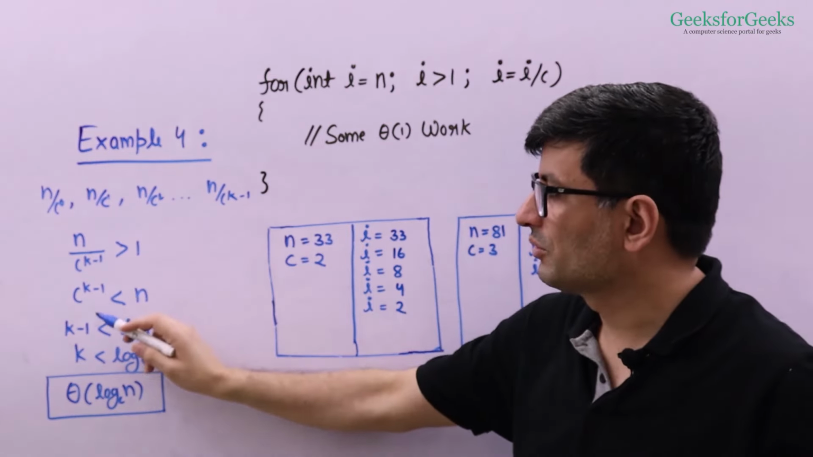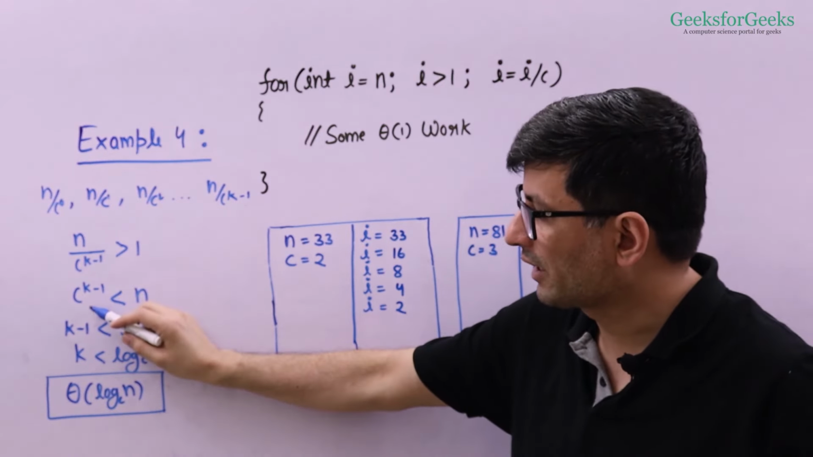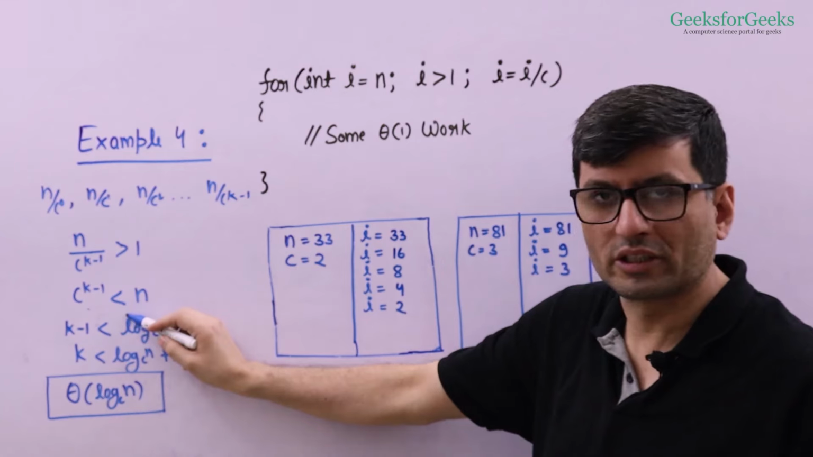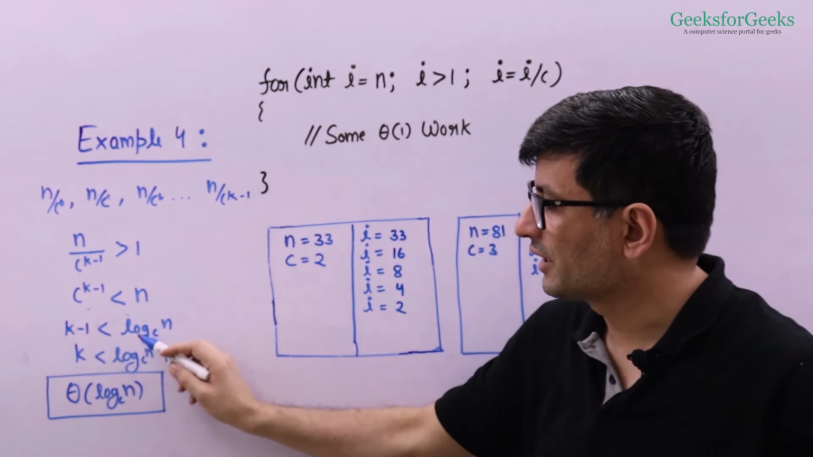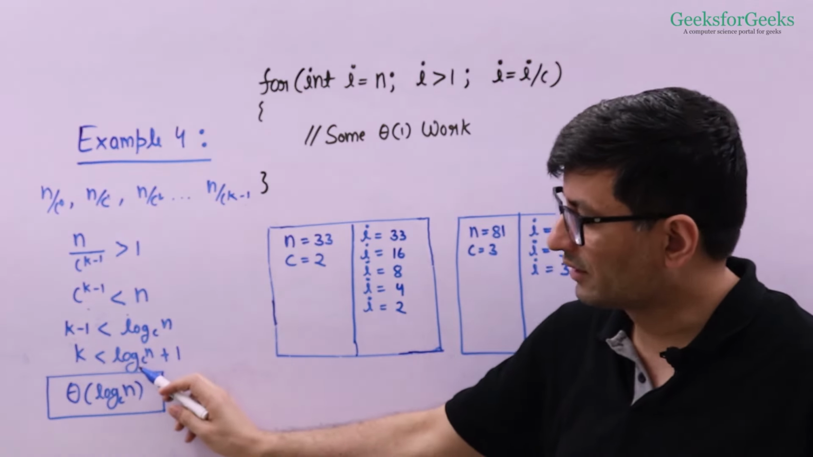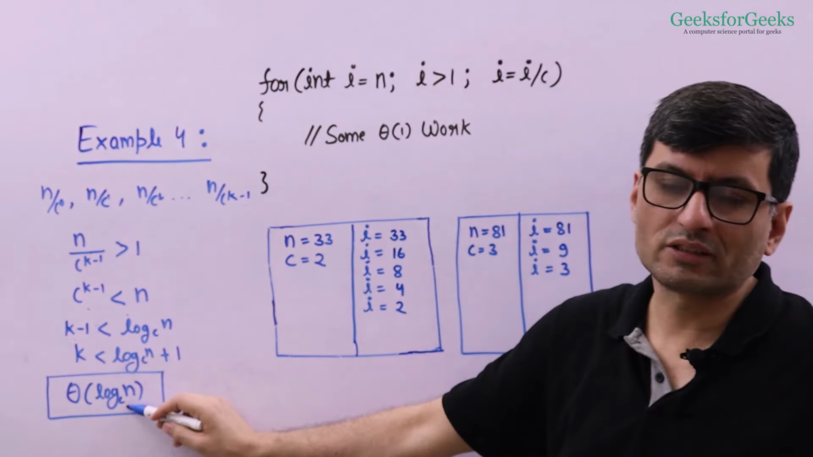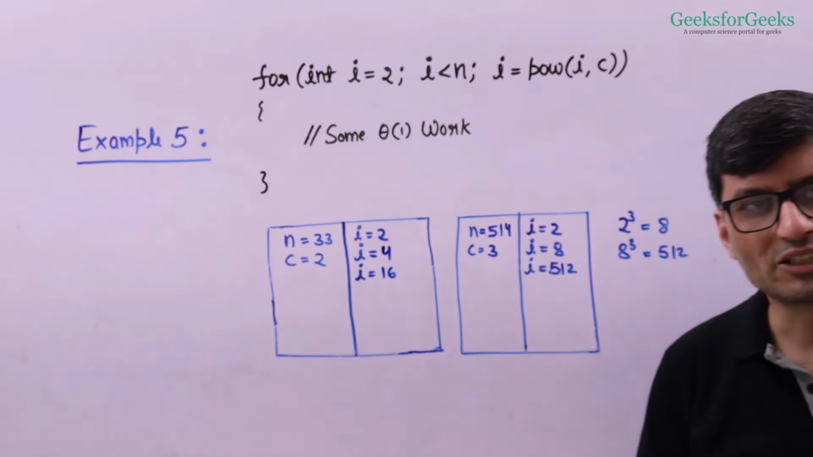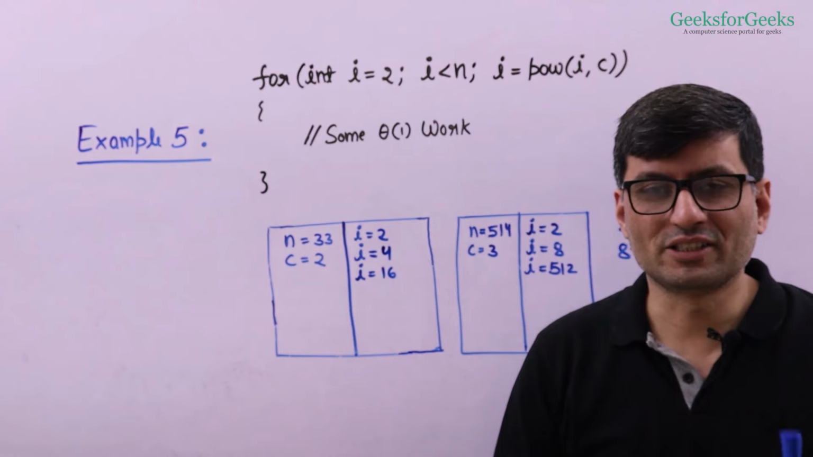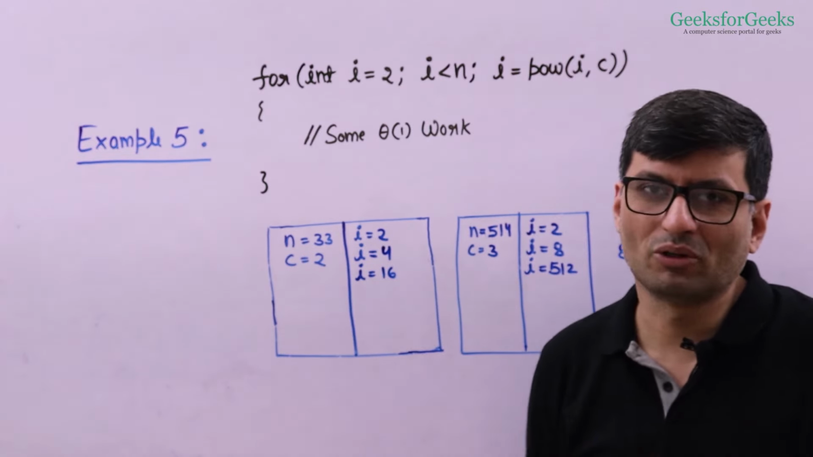For this last term to be greater than 1, we have c raised to the power k minus 1 is smaller than n. And if I take log on both sides, I get this and then I get this. And this term has clear order of growth as log of n base c. Let's now see our fifth example, and this is the most complex example of all.